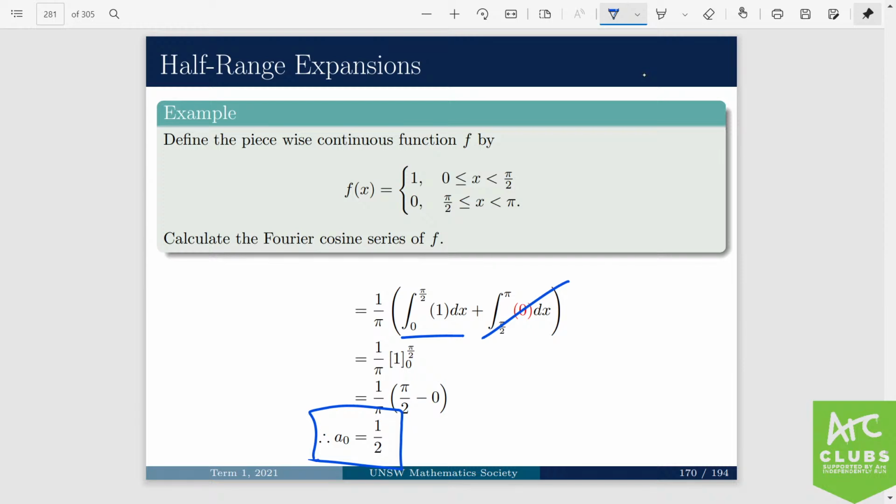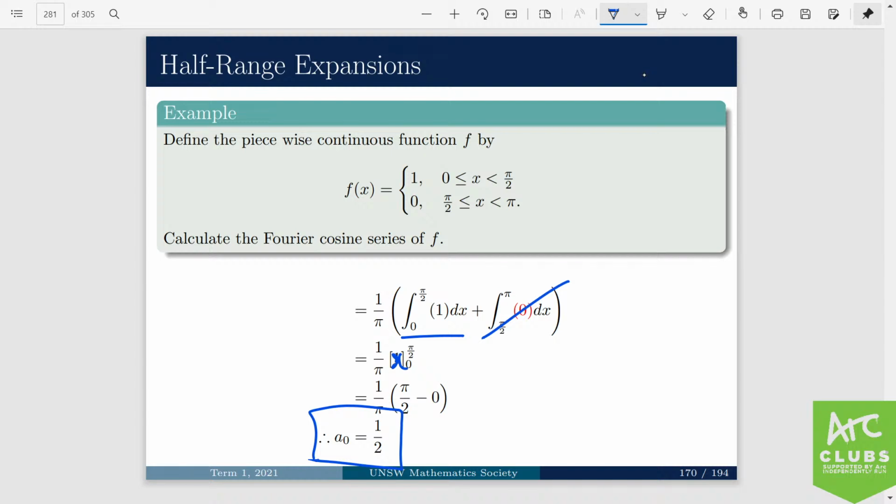I think the 1 should turn into x. Say that again? The 1 should turn into x. Integrate. Oh yeah, you're right. That one? Yeah, sorry about that, that's a bit of a typo. Thanks. Guys, you can thank Gordon for that one.